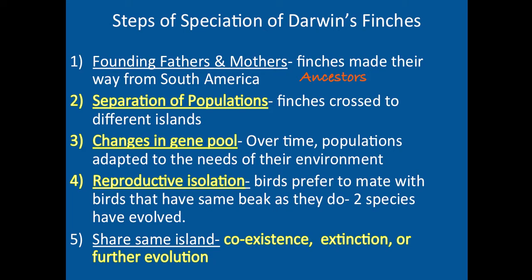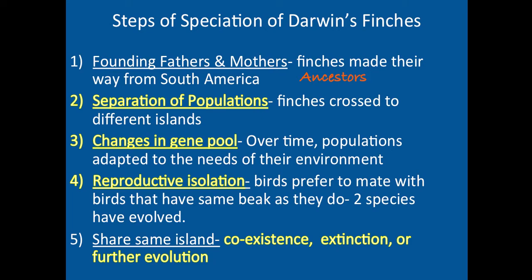So the first step in the speciation of Darwin's finches, and this can really be applied to many different species, not just Darwin's finches on the Galapagos Islands. So first we have to start with an ancestor. That DNA needs to come from somewhere. And the finches, in this case, made their way from South America. That's where the ancestors came from. Write that in. The second step is the separation of populations. So the finches crossed to different islands.